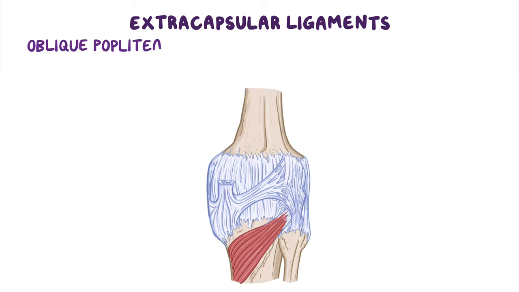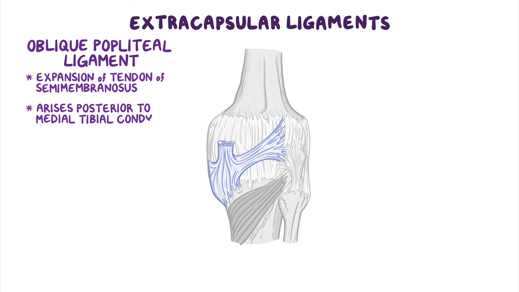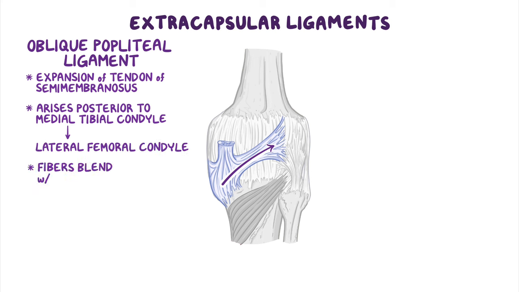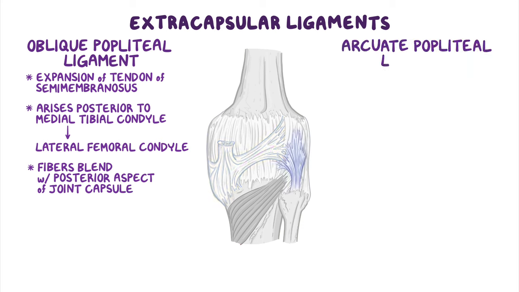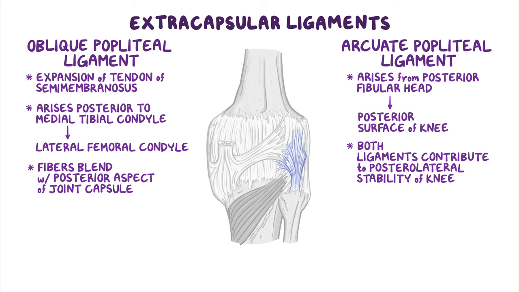Then, there's the oblique popliteal ligament, which is an expansion of the tendon of the semimembranosus that reinforces the joint capsule posteriorly. The ligament arises posterior to the medial tibial condyle and passes superolaterally toward the lateral femoral condyle, blending with the central part of the posterior aspect of the joint capsule. And finally, the arcuate popliteal ligament strengthens the joint capsule posterolaterally. It arises from the posterior aspect of the fibular head and spreads over the posterior surface of the knee joint. Both the oblique and the arcuate popliteal ligament are thought to contribute to posterolateral stability of the knee.